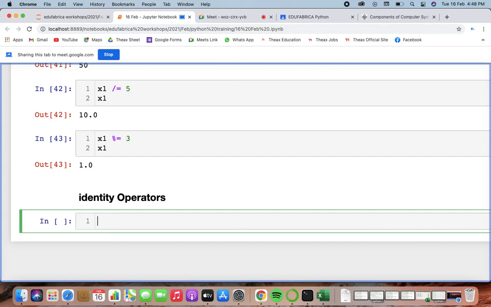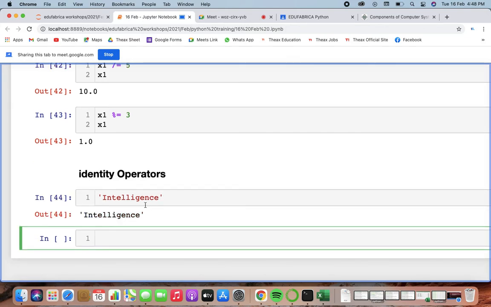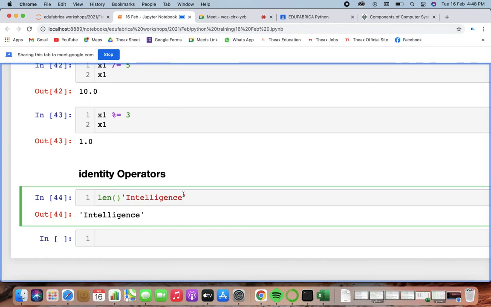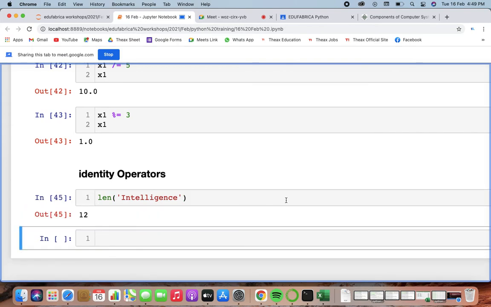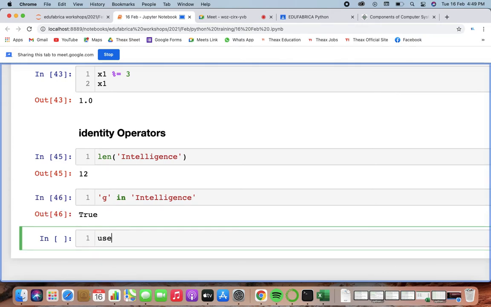Now, understanding identity is very easy. Let's say that there is a word called intelligence. Intelligence is a word which has several different letters, right? If we find the length of this, what would be the length? I guess 10, 12, okay fine, 10. Now, if in this word I want to find whether there is any G or not, I'll write that G is in intelligence or not. Searching, that's it, very simple. It says true.